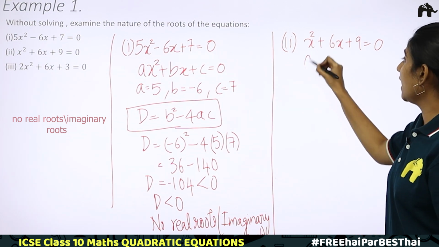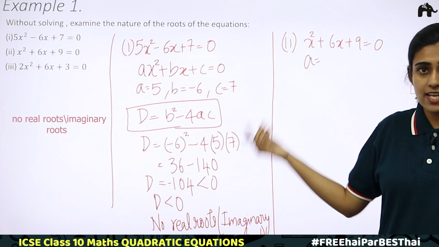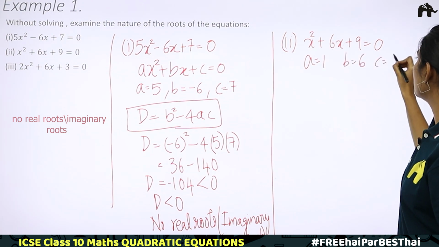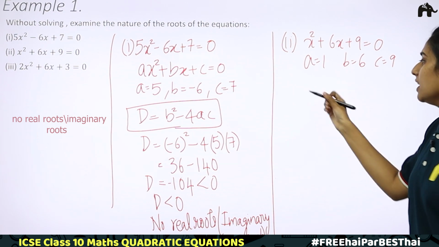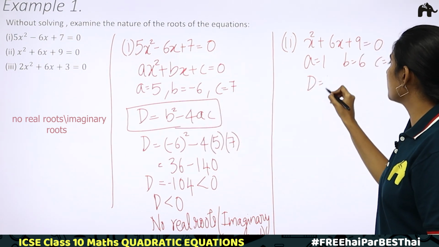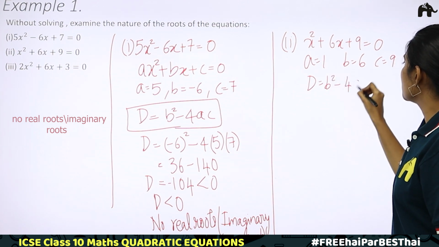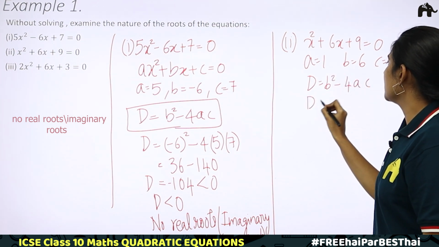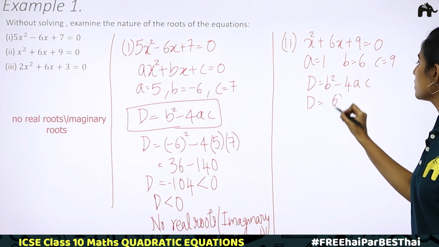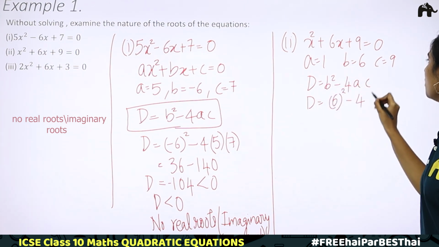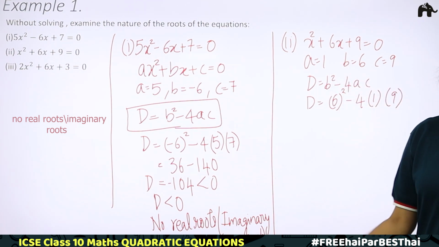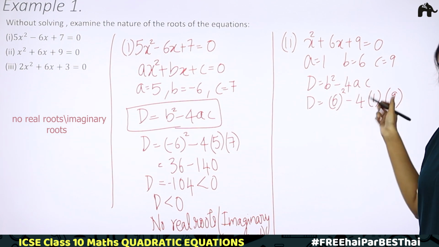Here, comparing with the standard form, a is equal to 1, b is equal to 6 and c is equal to 9. Substitute in this equation to find the discriminant. D is equal to b square minus 4ac. D is equal to, here b is equal to 6, 6 square minus 4 into a is equal to 1 and c is equal to 9. Minus 4 into 1 into 9.